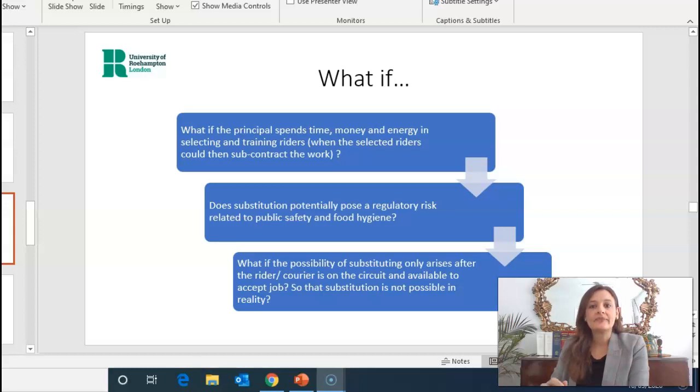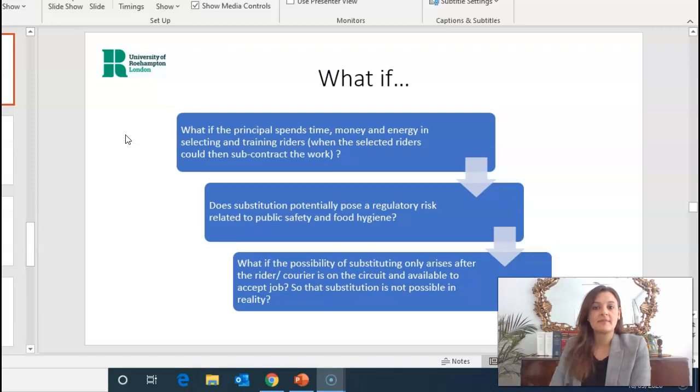So it just doesn't, going back to Autoclenz, looking at the ground reality of things, not what's written on paper. And another limb of that argument might be that there might be a regulatory risk, regulatory in the sense of health and safety and food hygiene legislation about substitution, because if Ahmed, who doesn't have the same training as the first person, is delivering food, and he hasn't had that training on food hygiene and other things, then potentially there's a risk, and therefore, although that clause is written on paper, it's simply not realistic.